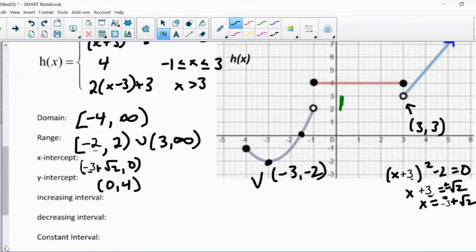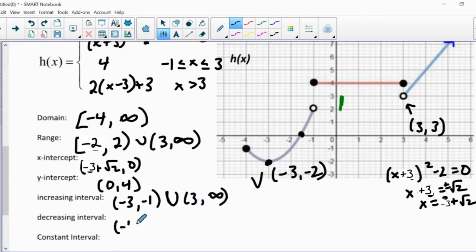This function is increasing from negative 3 to negative 1 and from 3 to infinity. It is decreasing from negative 4 to negative 3. Remember, we're always looking from left to right. And then it is constant from negative 1 to 3.